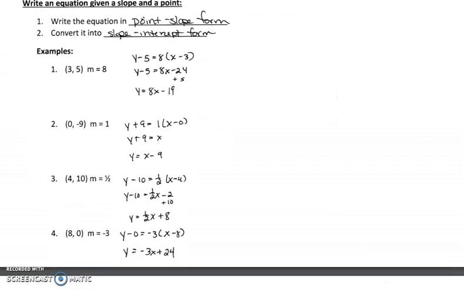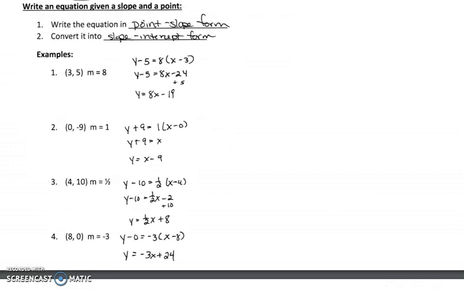It says write an equation given a slope and a point. So I gave you directions. You're going to write the equation in point-slope form. Then you're going to convert it into slope-intercept. It seems very obvious to me that you would go into point-slope form because notice you're given a slope and a point, so you plug it into point-slope form. Okay?